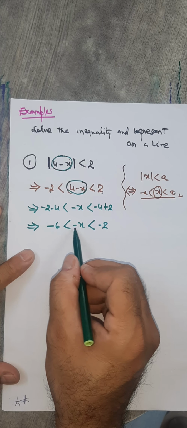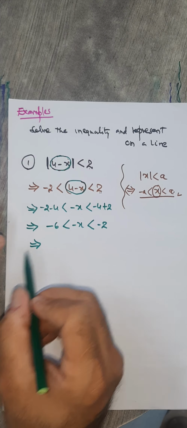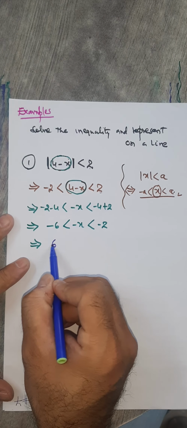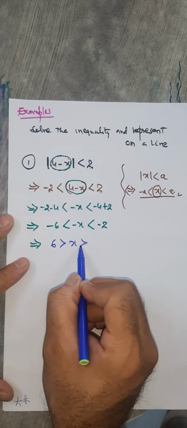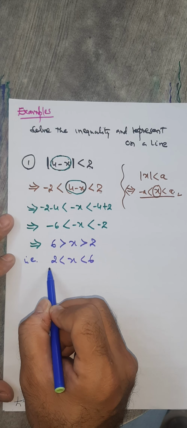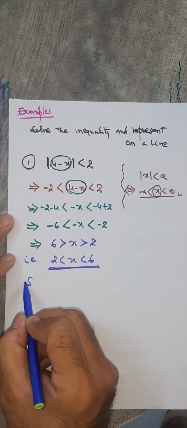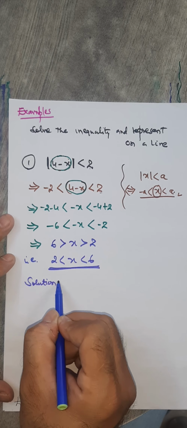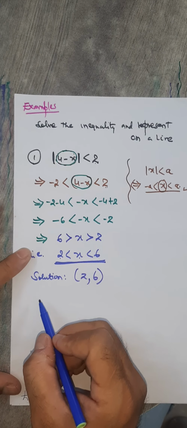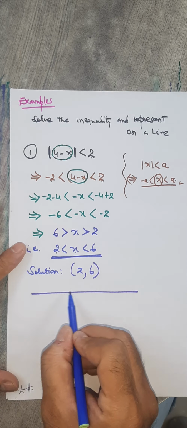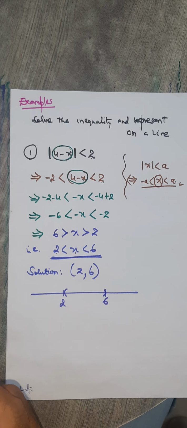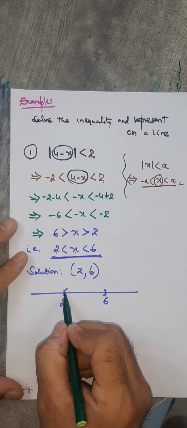Now usually we need x only, so I'll just multiply with minus sign. If you multiply with minus sign, you know inequality gets reversed. So this becomes 6 greater than x greater than 2. That is same as if I just write from 2 to 6. This is a solution from 2 to 6. So solution you can write like this also. You know that this is open interval 2 to 6. Every number from 2 to 6 satisfies the given inequality, right? Suppose here I have 2, here I have 6. So from 2 to 6. Every number from 2 to 6 satisfies this inequality.